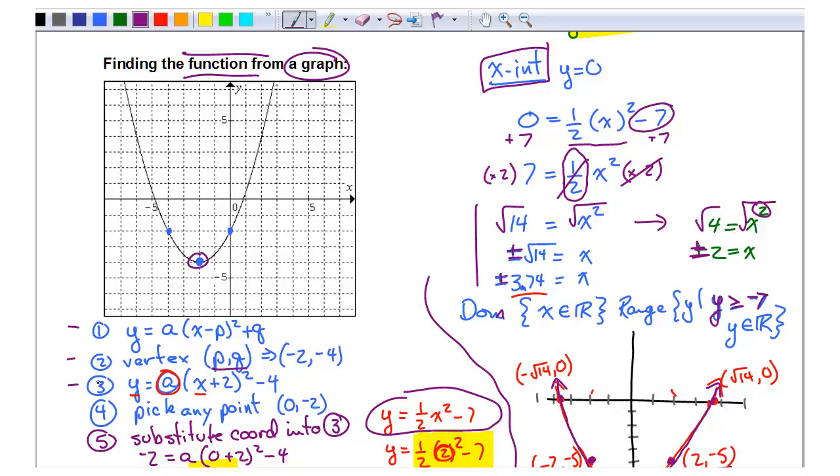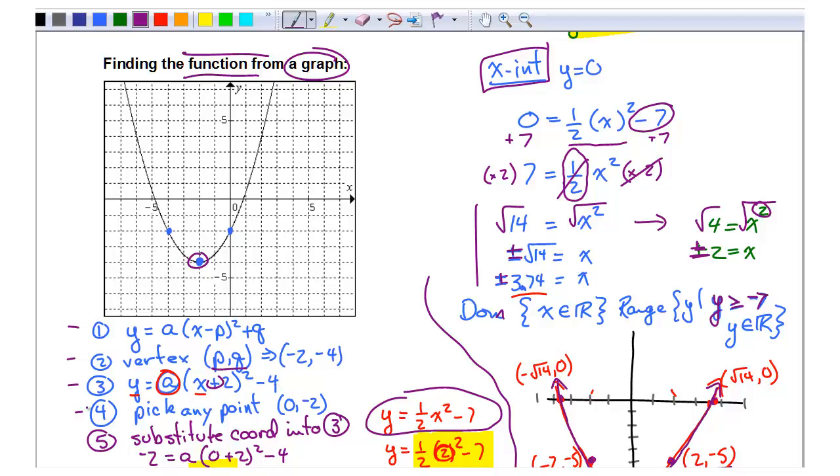So in the third step, I put that p and the q into the equation. And I write y is equal to a. I don't know that piece yet. y is equal to a(x minus negative 2), which is the same thing as saying (x plus 2), squared minus 4.